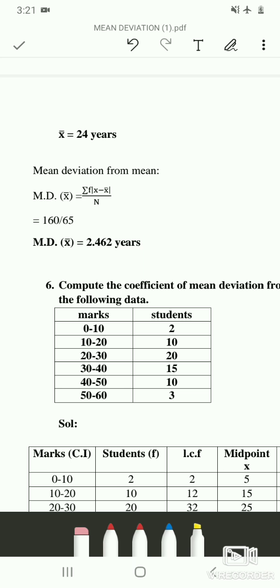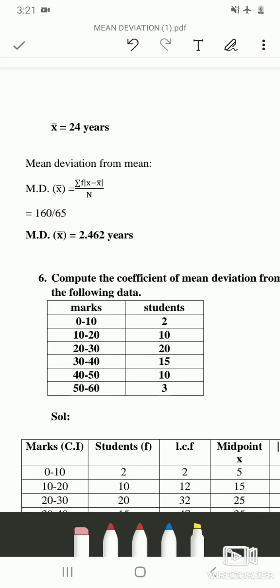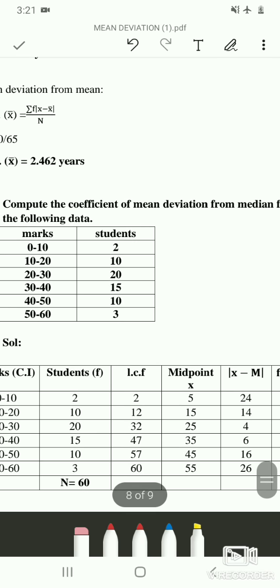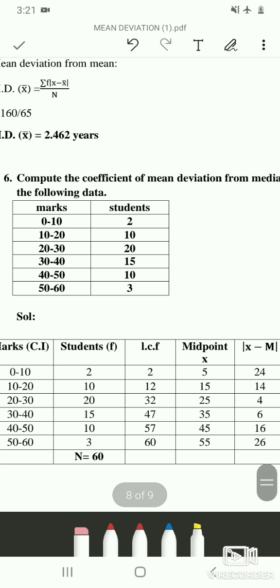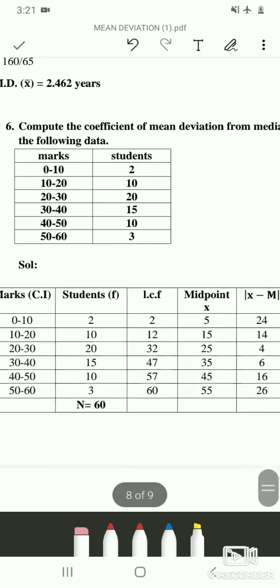So this was mean deviation from arithmetic mean in continuous case. Now let's see mean deviation from median in continuous case. So here marks and number of students are given. The class intervals are from 0 to 10, 10 to 20, up to 50 to 60, and the number of students are 2, 10, 20, 15, 10 and 3.